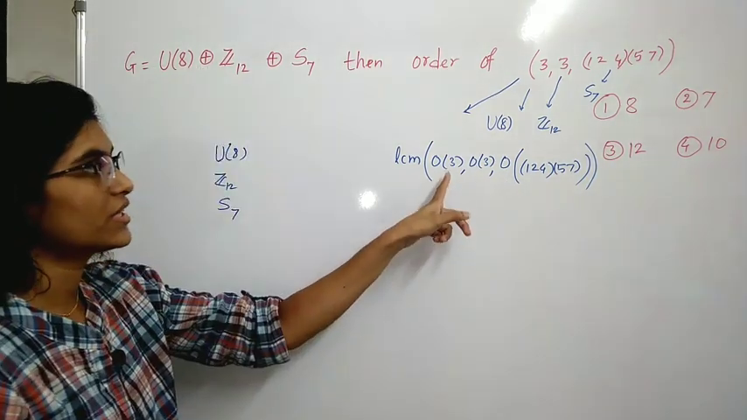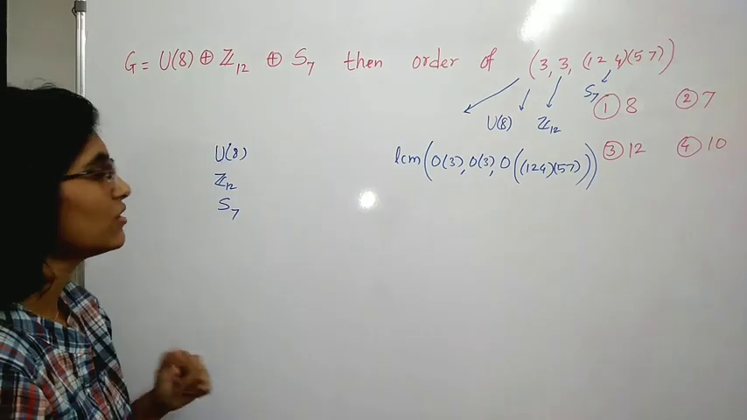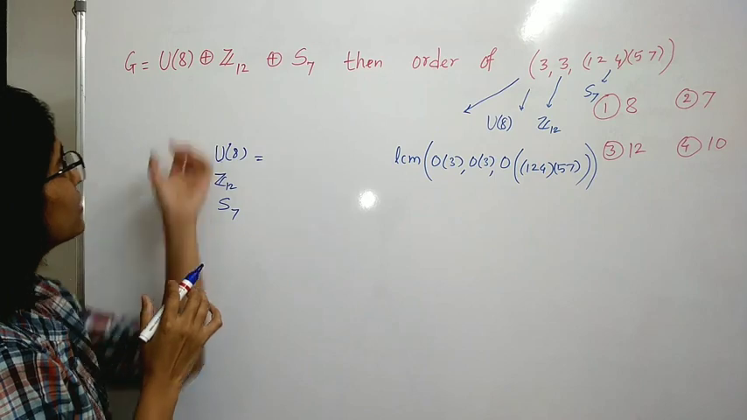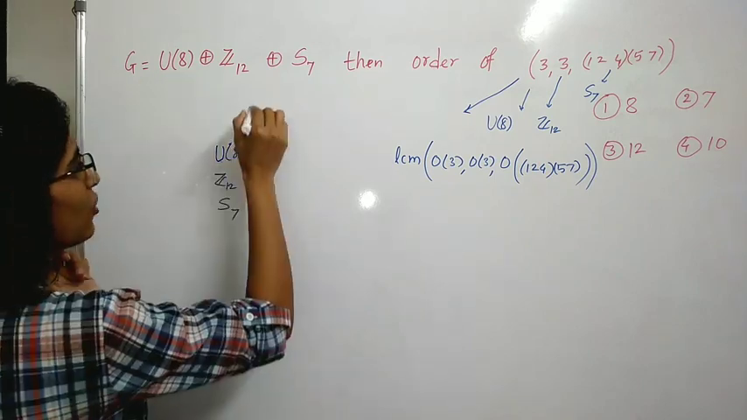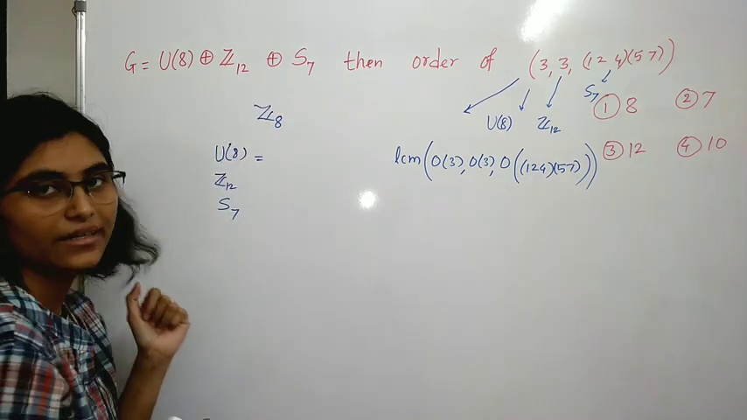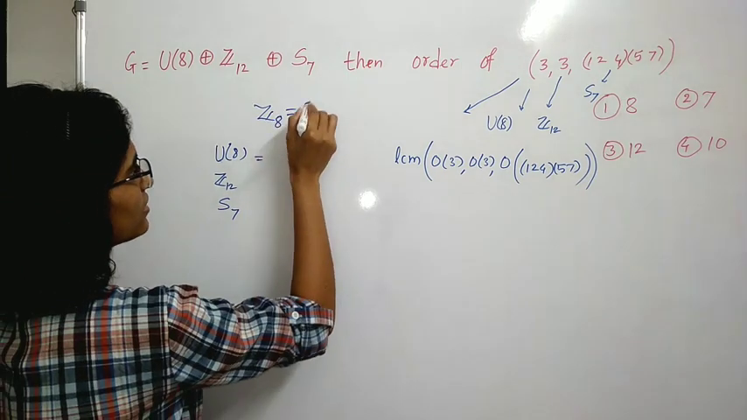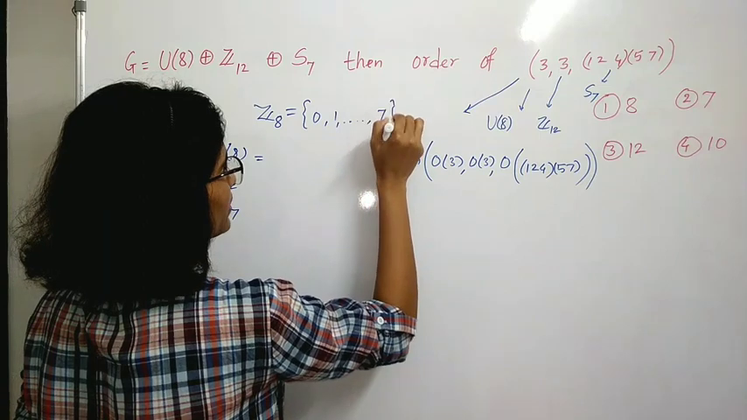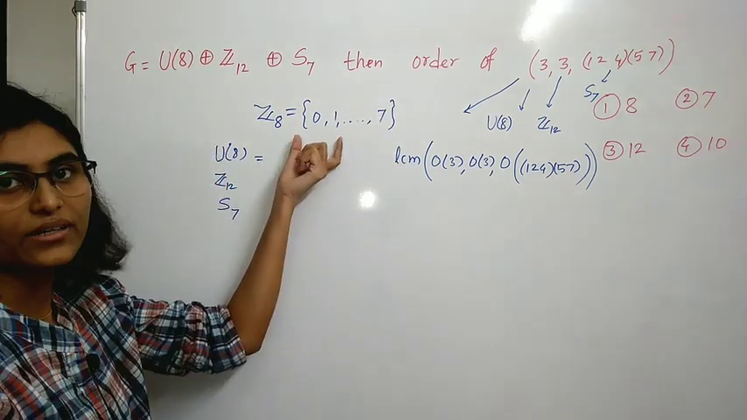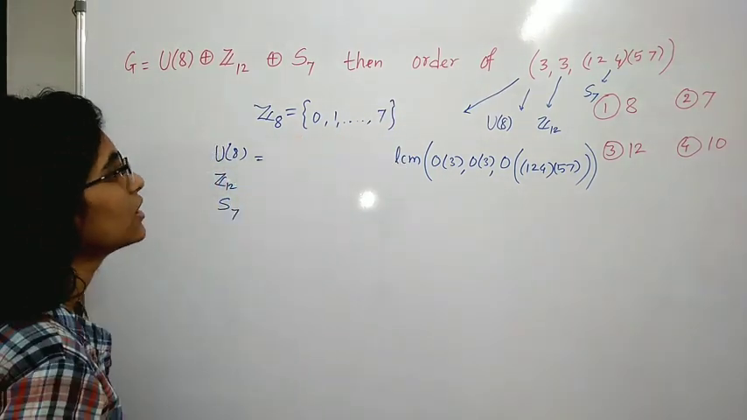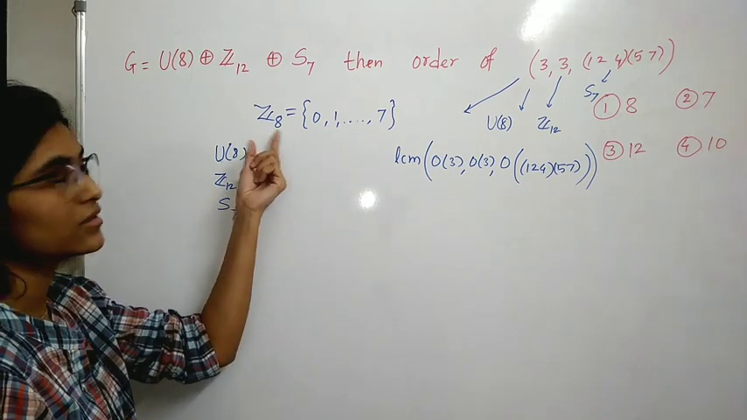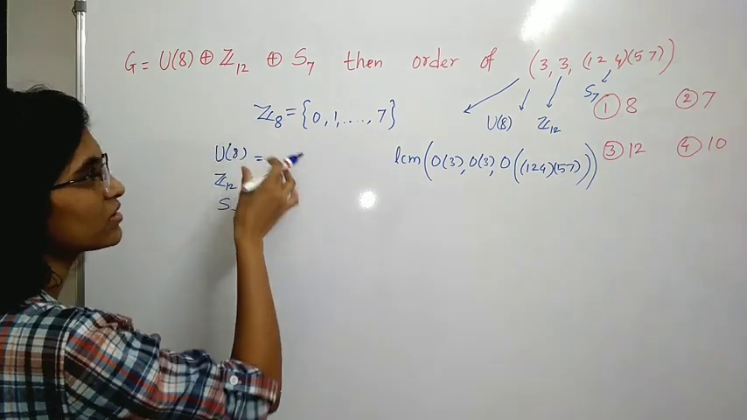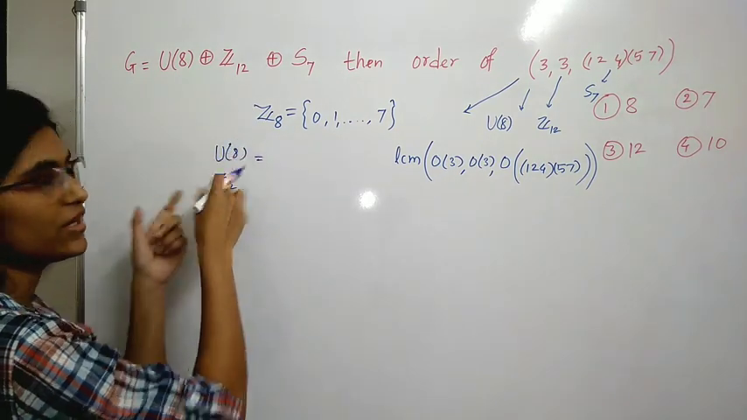Now what is the order of 3 in U8? So what is U8 first? U8 is just equal to the group of units of Z8, right? Now what is Z8? Z8 is just equal to 0, 1 and so on up to 7, right? It is a group under addition modulo 8, right? So take the units from this Z8, and that is a group and it is denoted by U8.